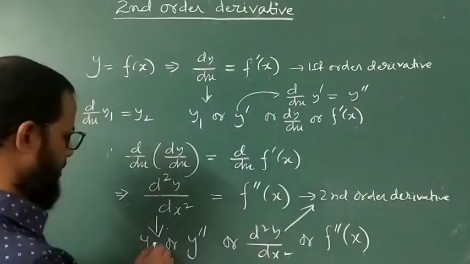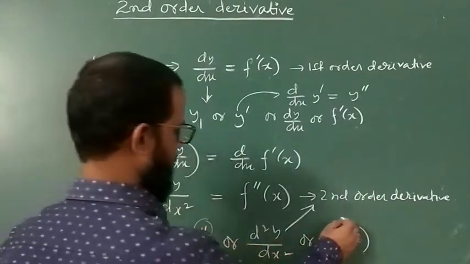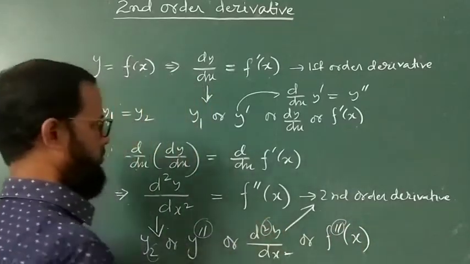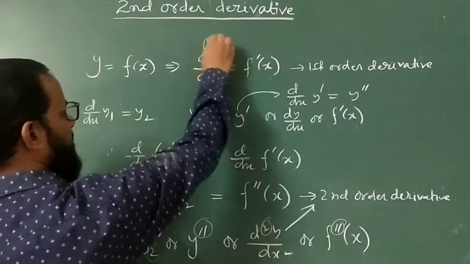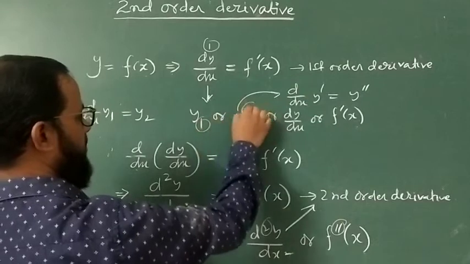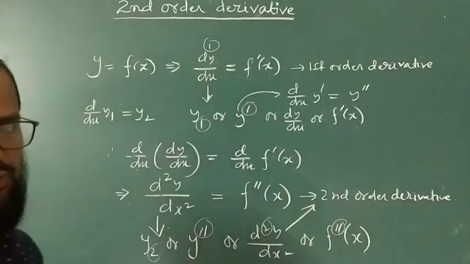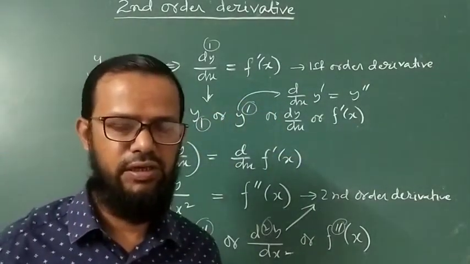Here the order is 2. Here the order is 1. That was the first order derivative. This is about the second order derivative.